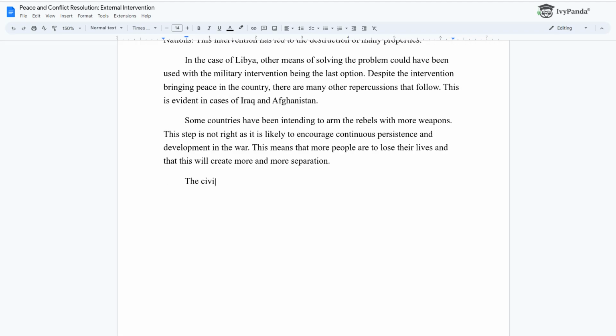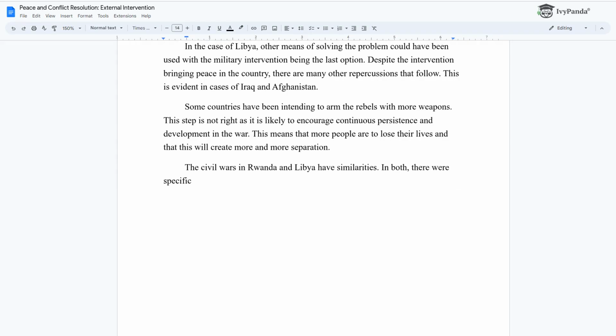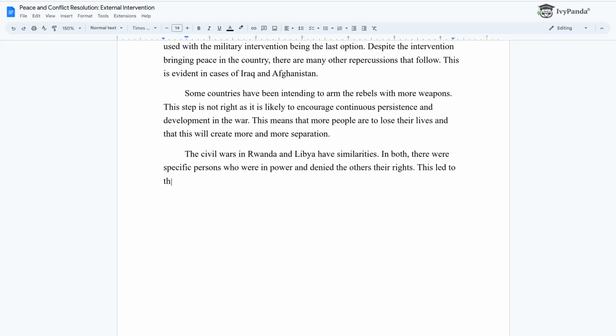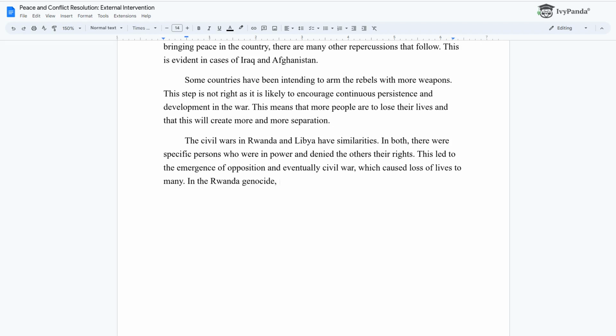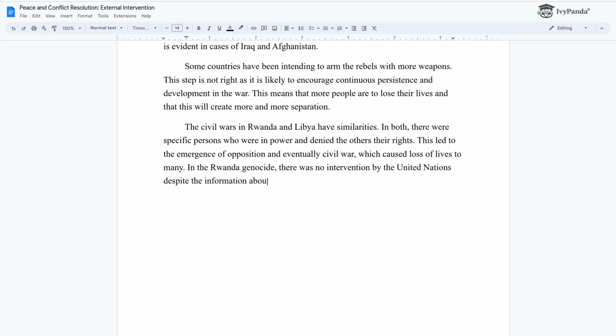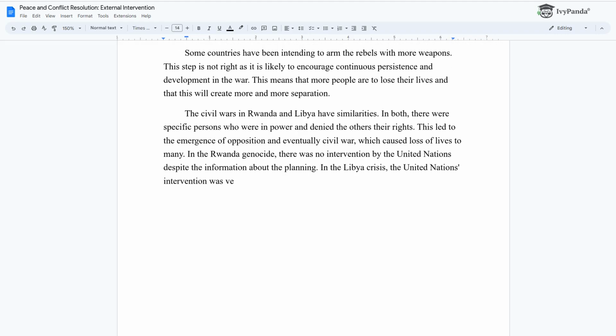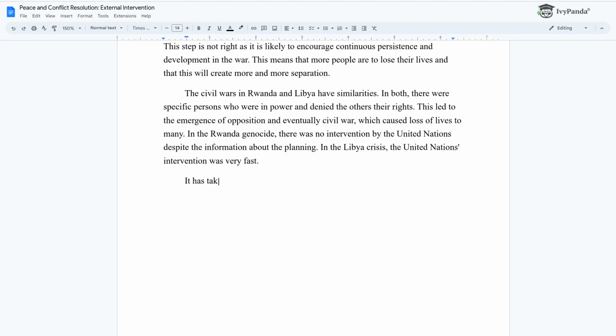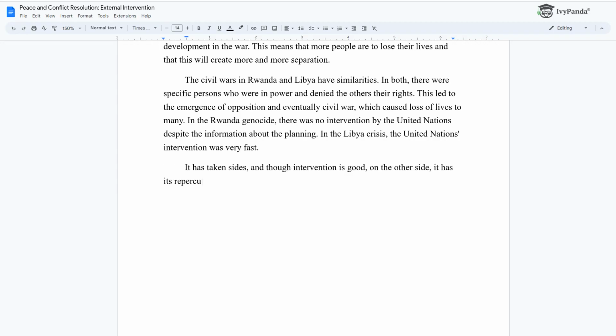The civil wars in Rwanda and Libya have similarities. In both, there were specific persons who were in power and denied the others their rights. This led to the emergence of opposition and eventually civil war, which caused loss of lives to many. In the Rwanda genocide, there was no intervention by the United Nations despite the information about the planning. In the Libya crisis, the United Nations intervention was very fast. It has taken sides, and though intervention is good, on the other side, it has its repercussions.